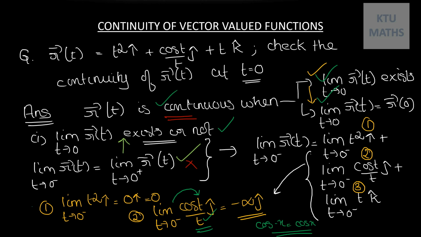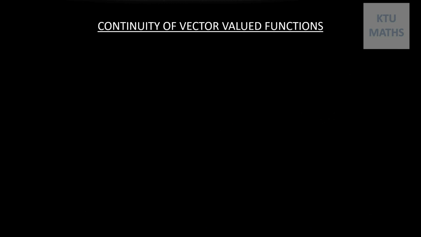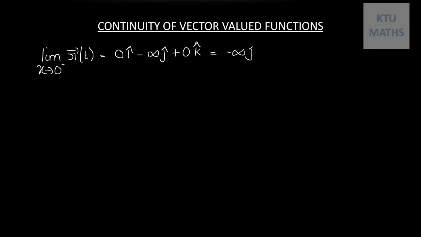That's how we got that. And similar to the first result, we will get the answer for this as 0. So what have we got here? Let's continue that question. We have got left limit vector r as t tends to 0 is equal to 0 i minus infinity j plus 0 k. That will be minus infinity j cap. This is the answer. Now we can find the right limit.